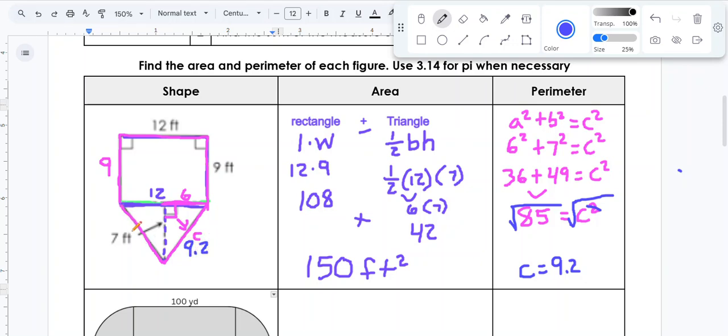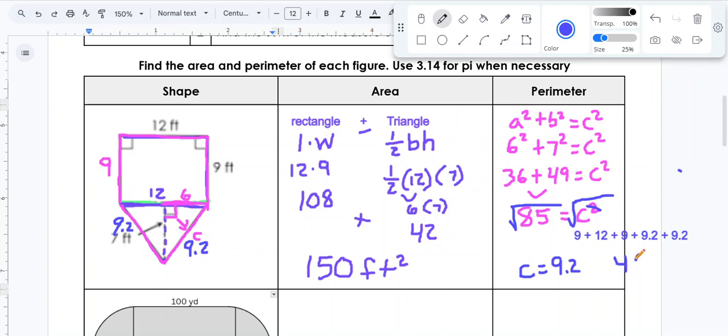And I know that this side over here, it's the same triangle, right? I still have 7 here, and this side would still be 6. So I know this side is also 9.2. So now to find my perimeter, I would just add all those sides together. So I would do 9 plus 12 plus 9 plus 9.2 plus 9.2. And what do we get? Let's see here. 9 plus 12 plus 9 plus 9.2 plus 9.2 is 48.4.